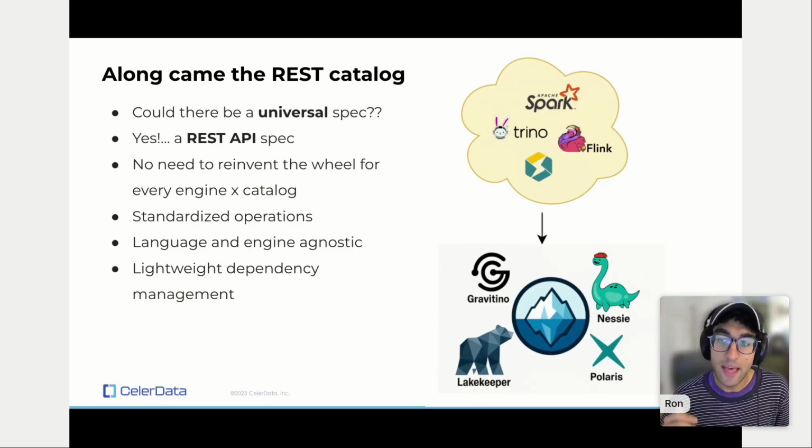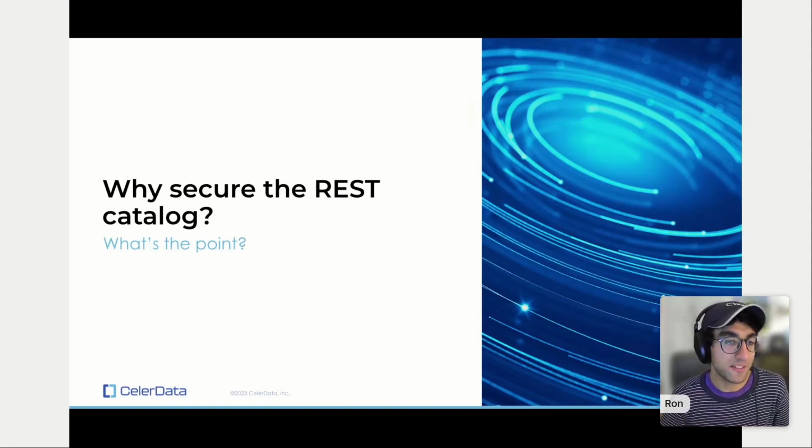So to that end, we saw the likes of REST catalog providers like Gravitino, Nessie, Lakekeeper, Polaris, where Nessie and Polaris are kind of combining now. But you had these things show up where they provided a managed REST catalog solution, so you could handle it a little bit easier. So that is kind of what is the catalog, what is the REST catalog.